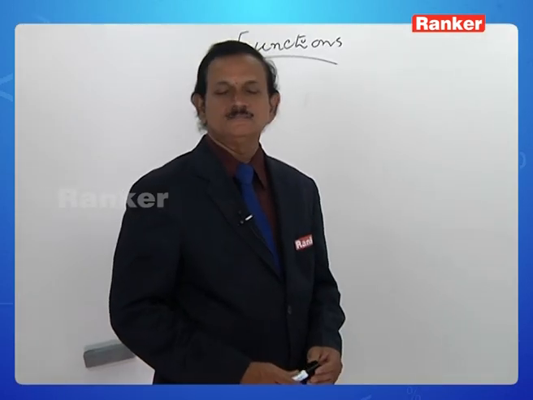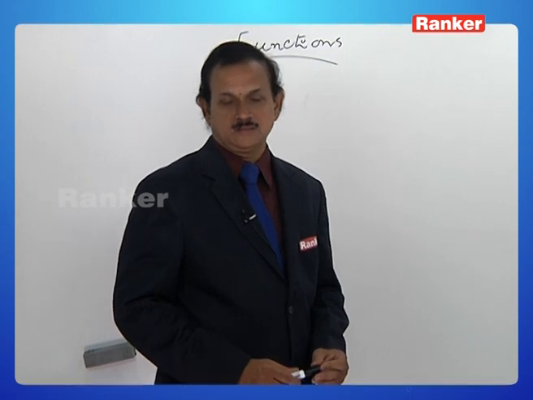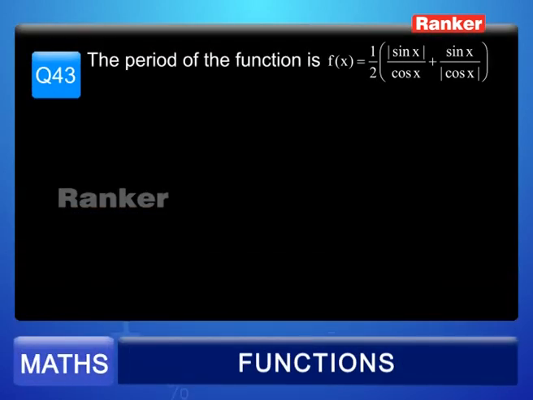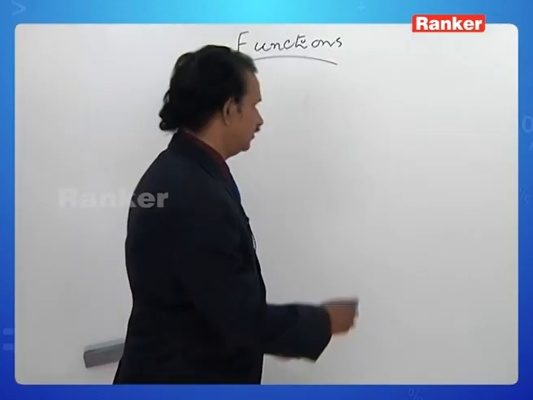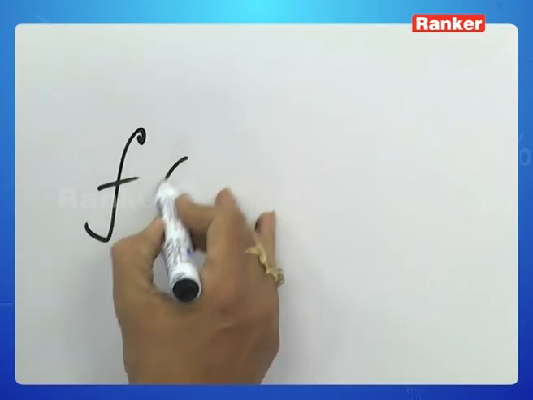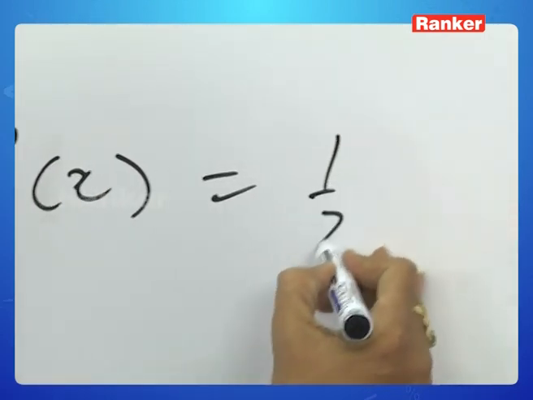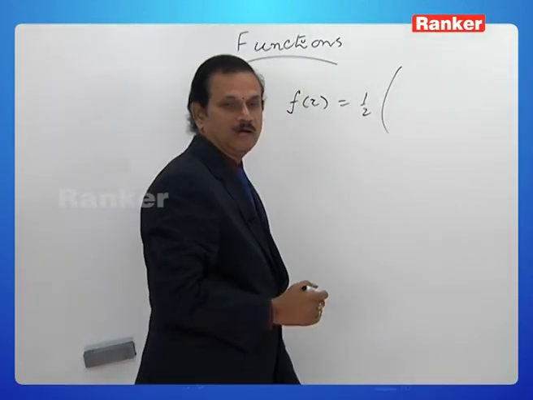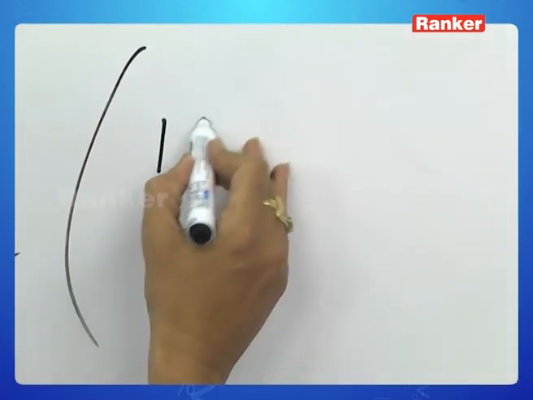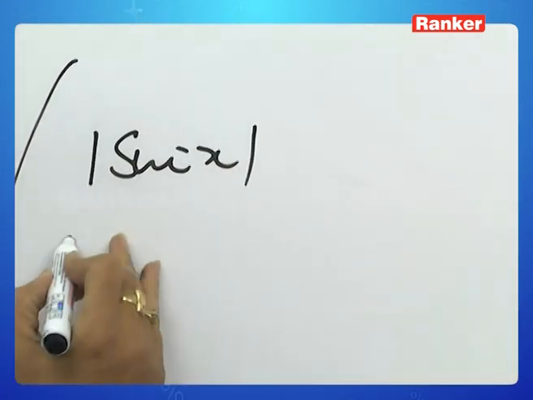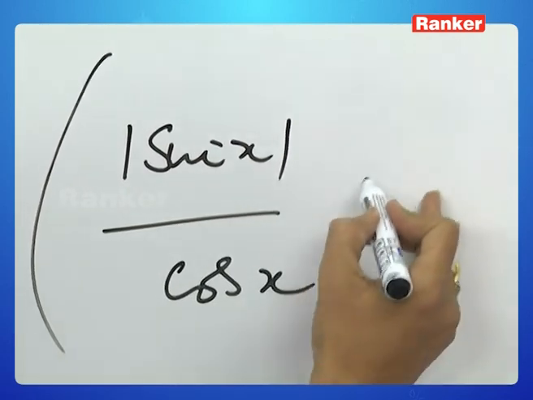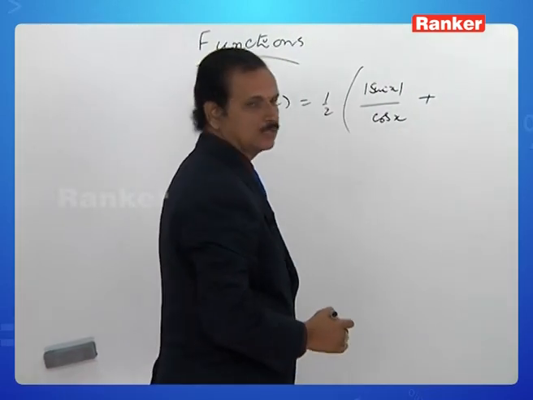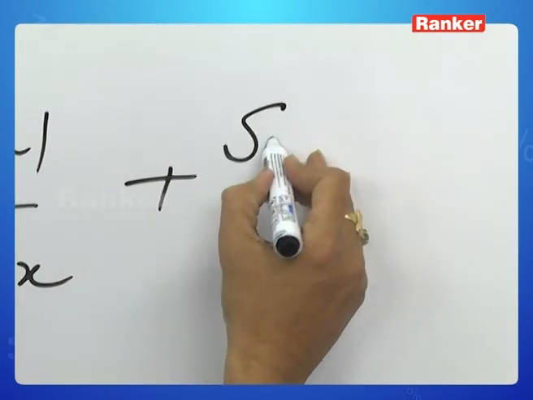In the present question, he is asking us to find the period of a particular function. Let us observe the function f of x is equal to half of (mod sin x by cos x plus sin x by mod cos x). The function given is half into mod sin x by cos x plus sin x by mod cos x.